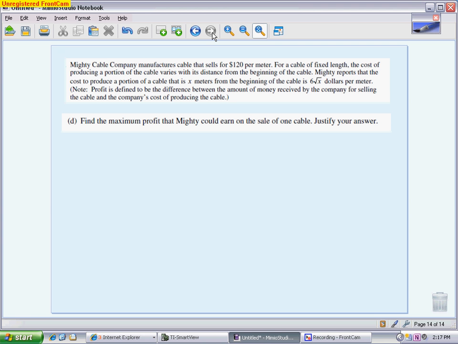Part D wanted to know the maximum profit that the cable company could earn on the sale of one cable. So what I did on Part D is I went back to the equation that I just wrote for Part C. I rewrote it because I wanted to see it again. My profit equation, and I'm being generic using K because they don't tell me in this how long the cable should be. What I know about finding a maximum or a minimum is I need to find when the derivative equals 0. I need to find the critical value.